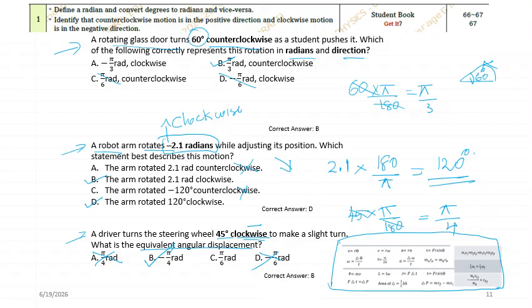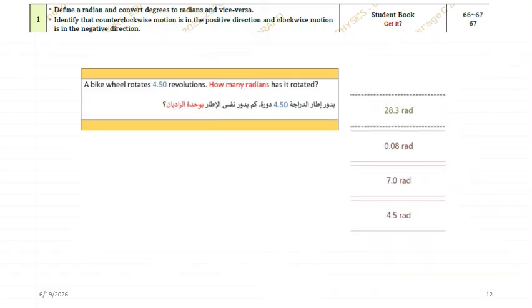Now let us go to the next question which came before. A bike wheel rotates 4.5 revolutions. They haven't given anything in degrees, nothing. And how many radians? So you need to give the answer in radian. They just said the number of revolutions. So this is what you need to remember: one revolution is equivalent to 360 degrees, which is equivalent to 2 pi radian. We converted these at the beginning.